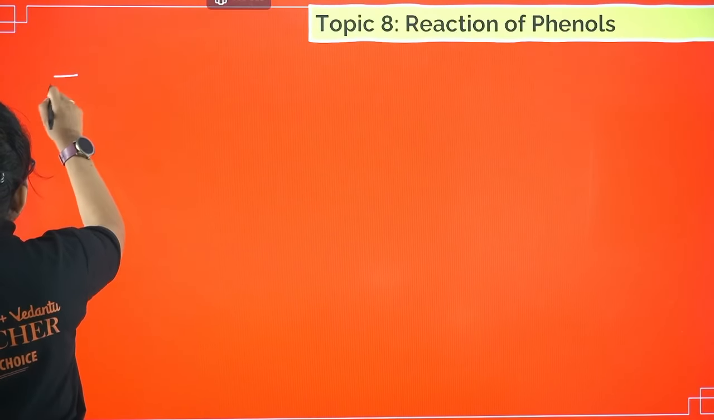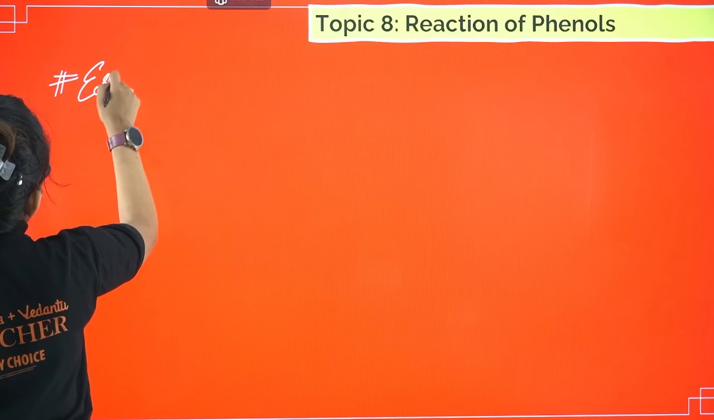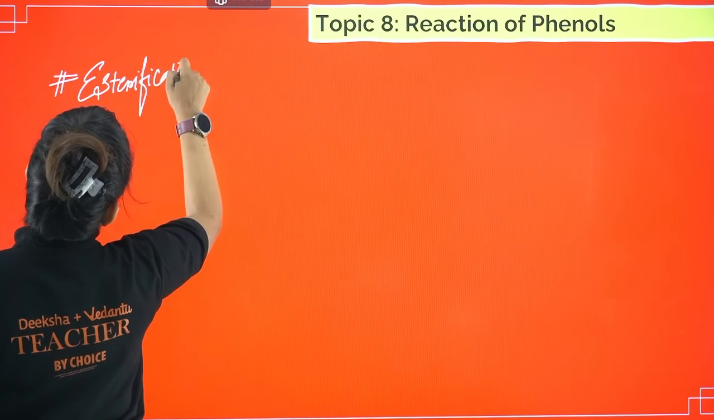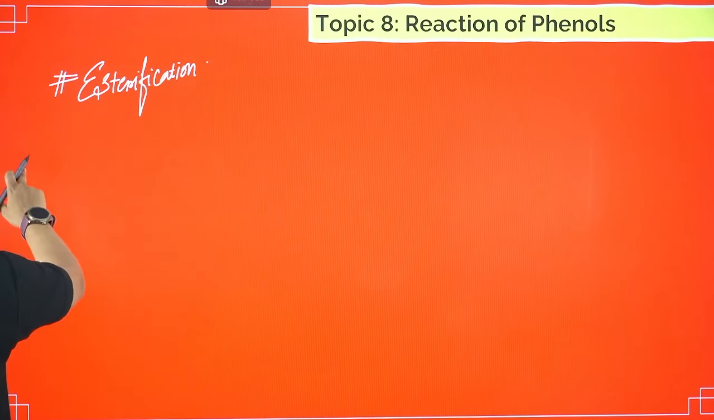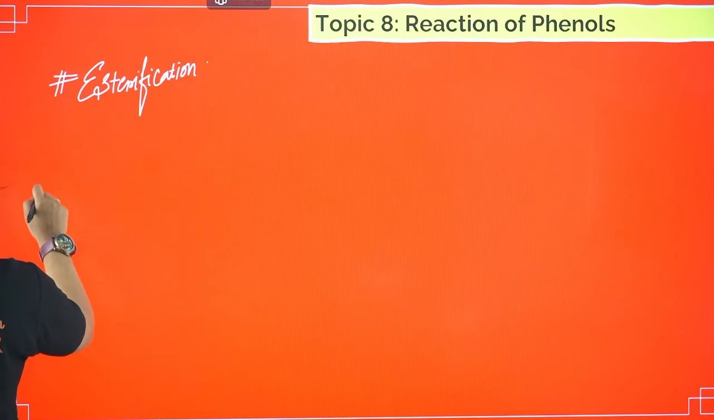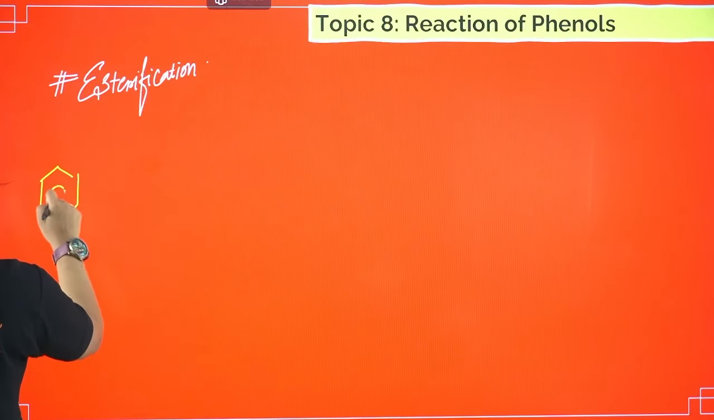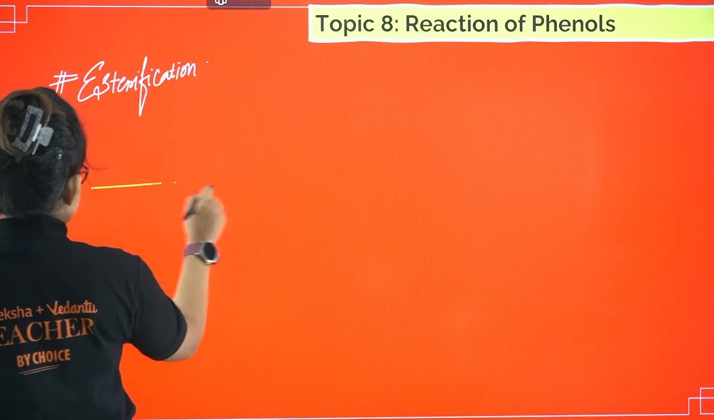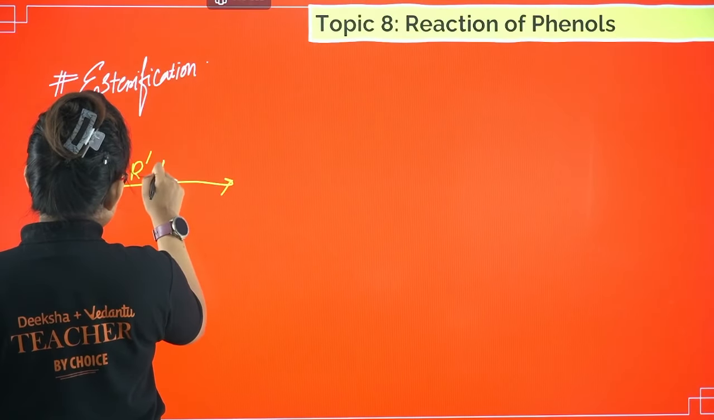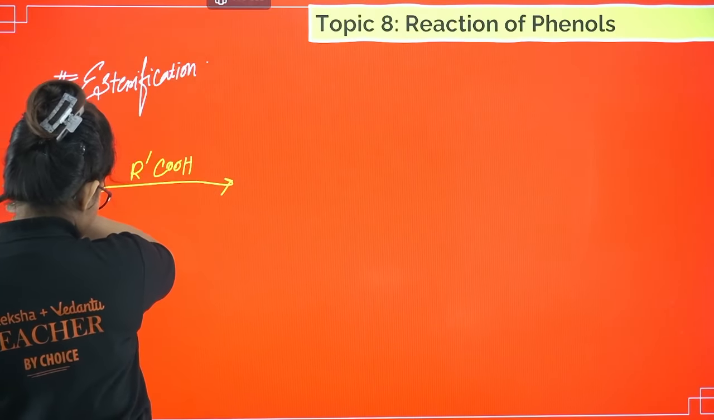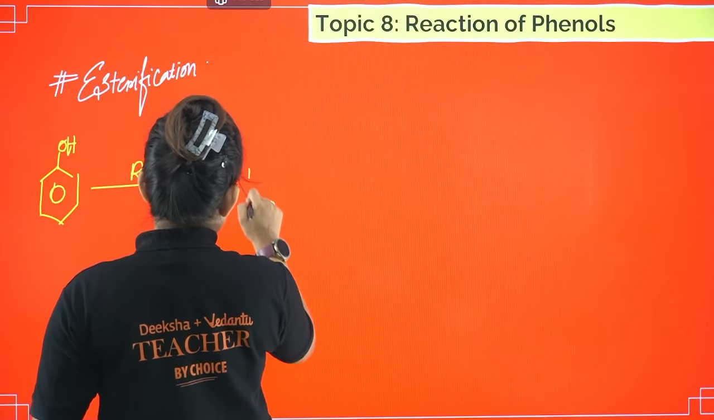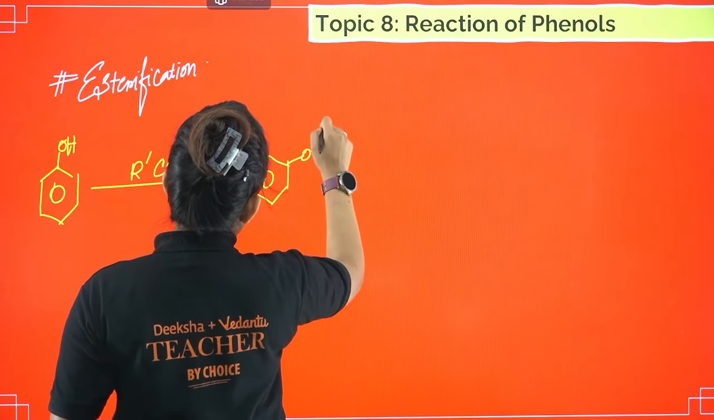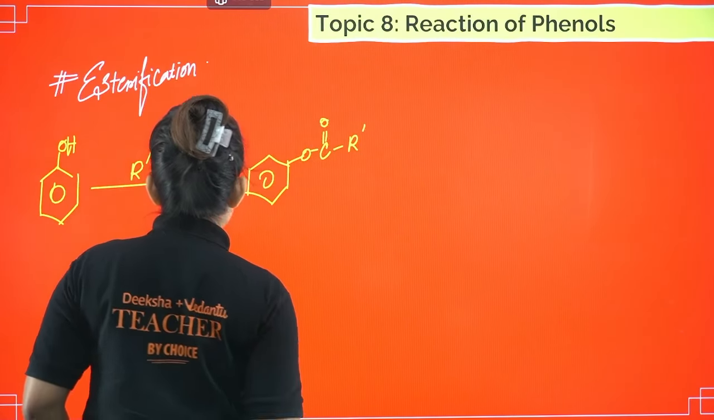We will do esterification. In esterification, what will we do? Here we will definitely start from phenol, and let's take one carboxylic acid, let's say R' COOH. So you will end up with this thing, OCOR'. So we will end up with some ester group.